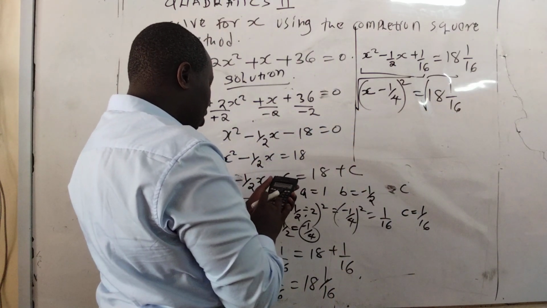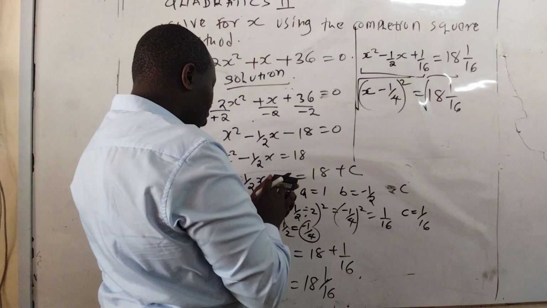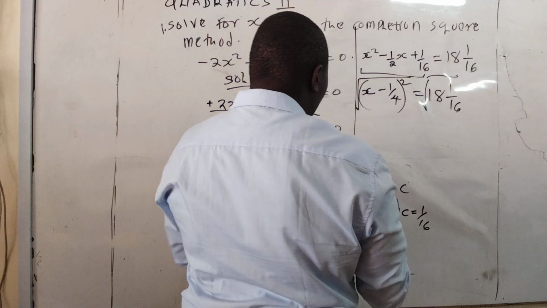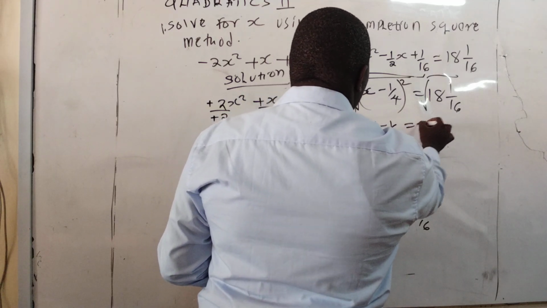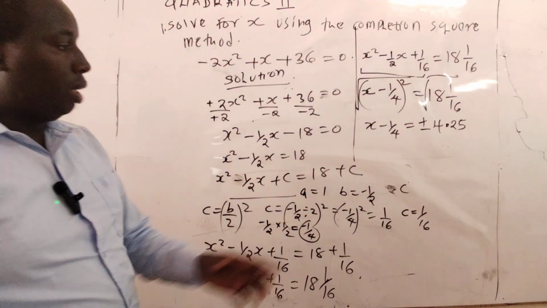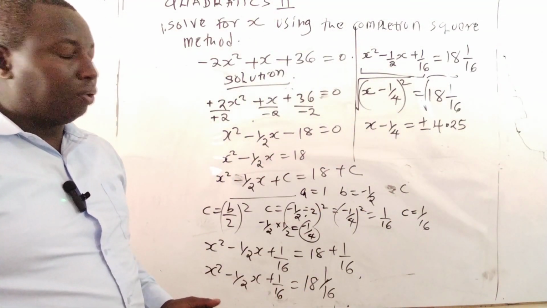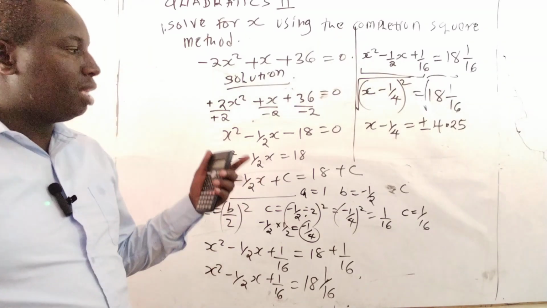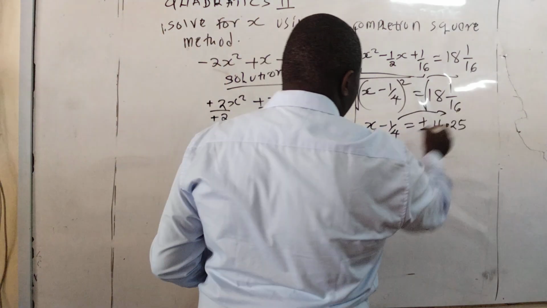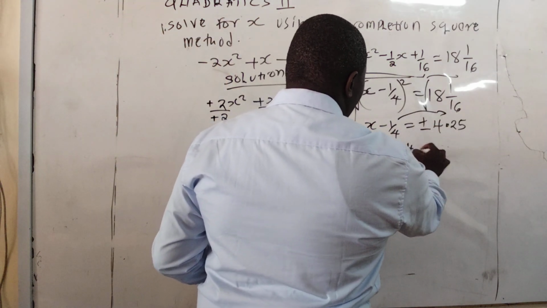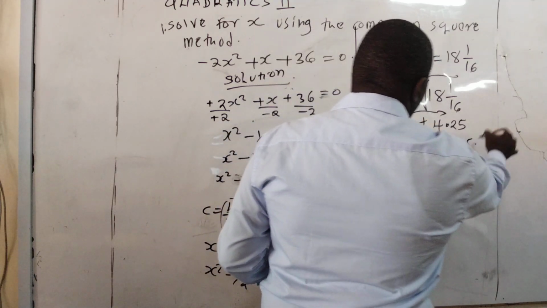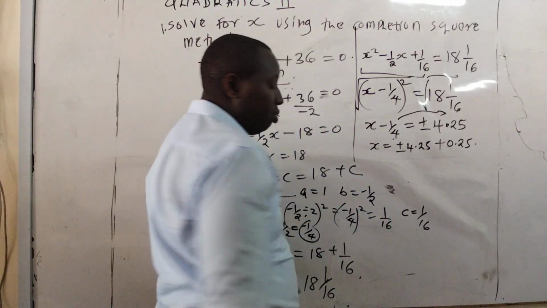So the square root of 18 plus 1 over 16 is 4.25. So x minus a quarter is equal to plus or minus 4.25. A square root is always either plus or minus, so don't just write plus. So plus or minus, take this to the right. So x will be equal to plus or minus 4.25 plus a quarter, which is 0.25 if you write in decimals. So now in this case, you get the two values of x.